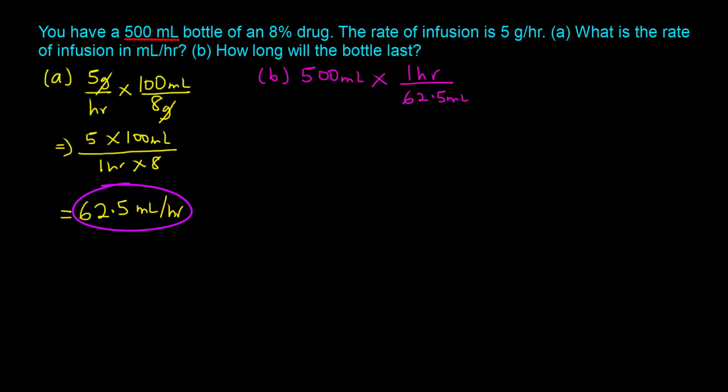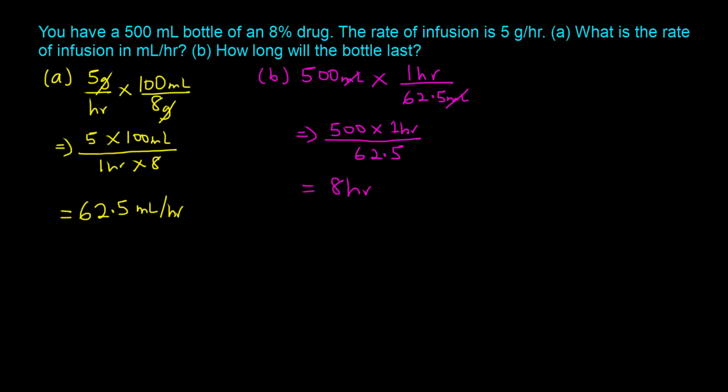62.5 milliliters. So now the milliliters can cancel out, and we essentially have 500 times 1 hour divided by 62.5. So you multiply everything in the numerator and divide by what is in the denominator. And so the answer is 8 hours.